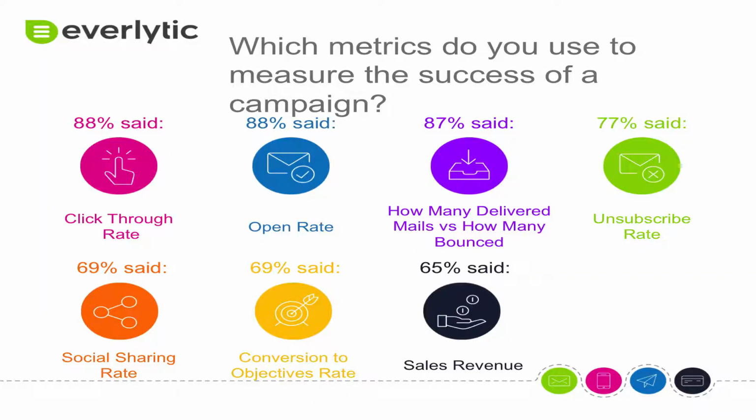So in terms of metrics that we use in email marketing, you're looking at click-through rates, open rates, usually how many were delivered. That talks to your database integrity. Your unsubscribe rate, I'm going to talk about this one quite a bit, because 77 is quite a high number, and it's definitely something that we've seen increase substantially. And of course, your social sharing rate. Still, people are not quite comfortable with the social sharing side, but that's okay. Your conversion to objectives rate, and as well then your sales revenue.